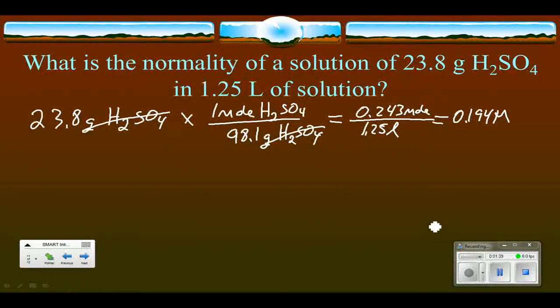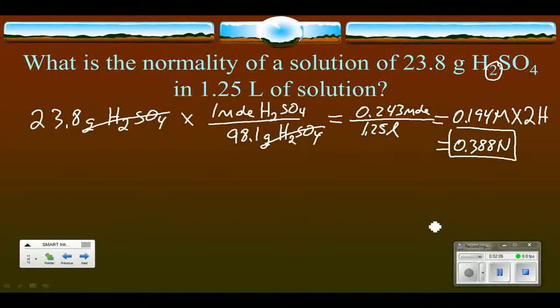Now, to find the normality, knowing the molarity, it's simply a matter of looking at the original compound and counting how many hydrogens. Look at it up there. There are 2 hydrogens. So we just take the molarity and multiply it by 2 hydrogens. When we take 0.194 times 2, we get a normality of 0.388. The unit on that is a capital N. So here is our answer, 0.388 normality. That is the molarity way of doing the problem.